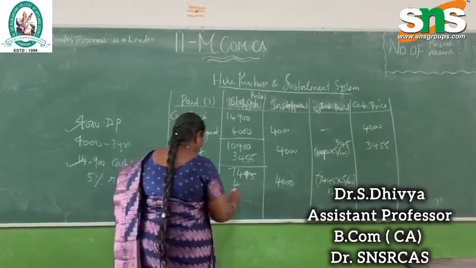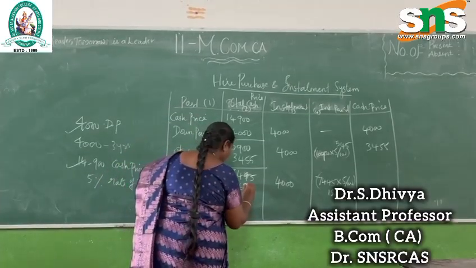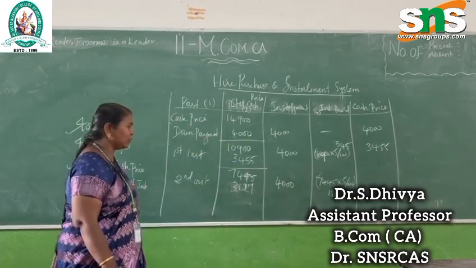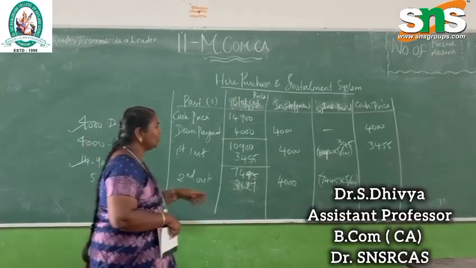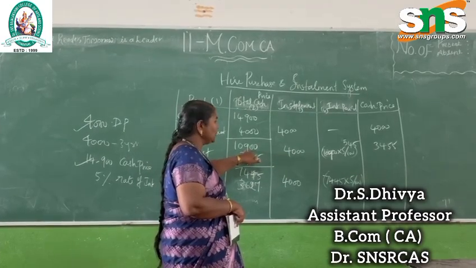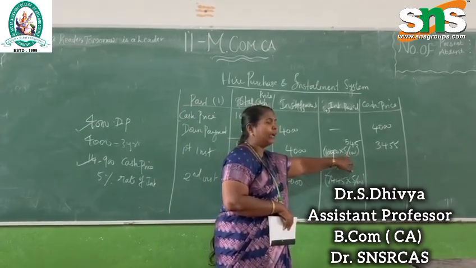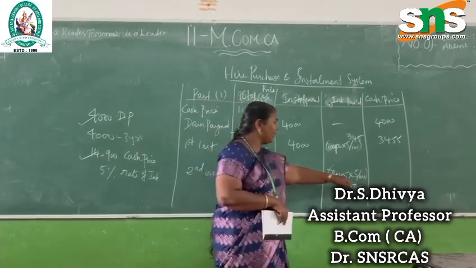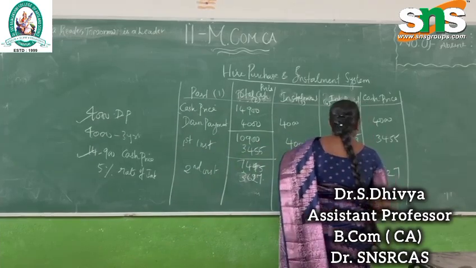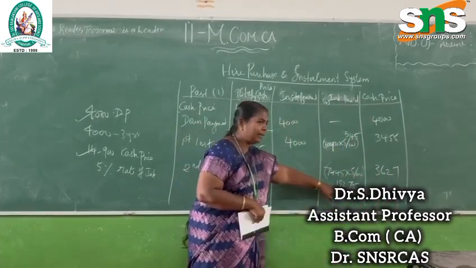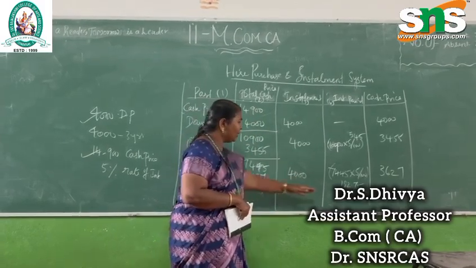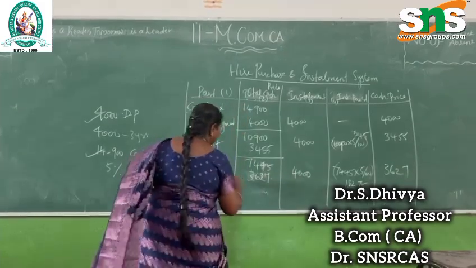So what is the cash amount they have paid? 3,627.5 they have paid as the cash price. Is it clear? We have found the installment amount 4,000, but for the pending amount 10,900 we have to find the rate of interest, and for 7,445 we have to find the rate of interest. So here the cash price they have paid is 3,627, interest is 182, and principal amount is 3,627. When we add both, we get 4,000.